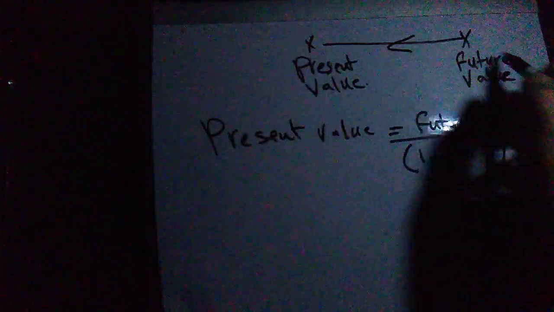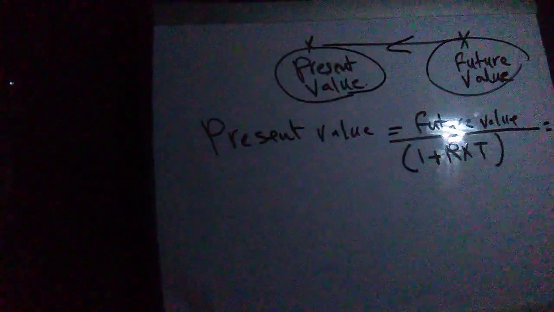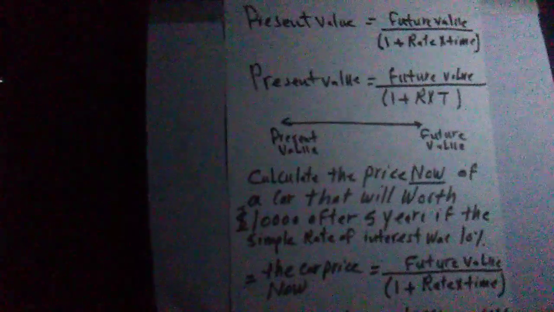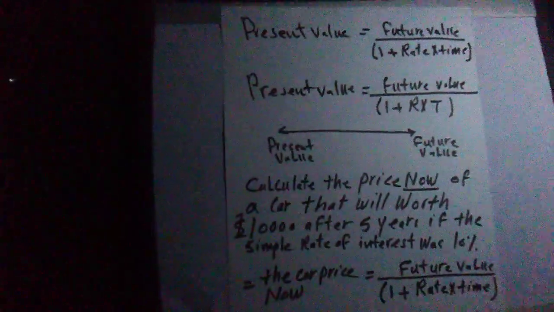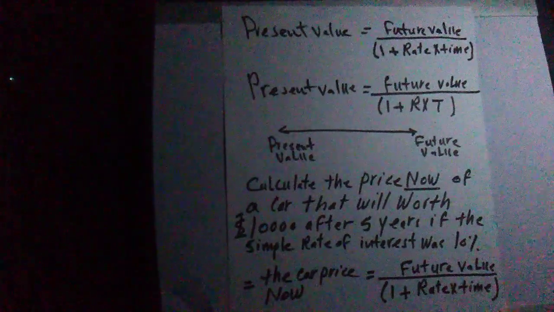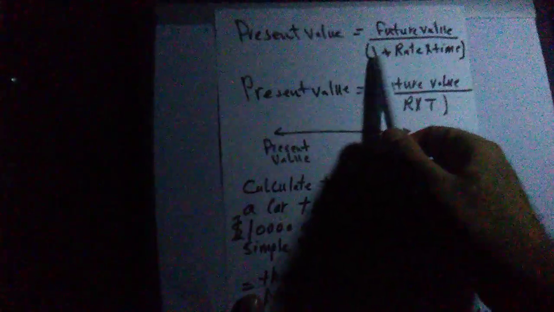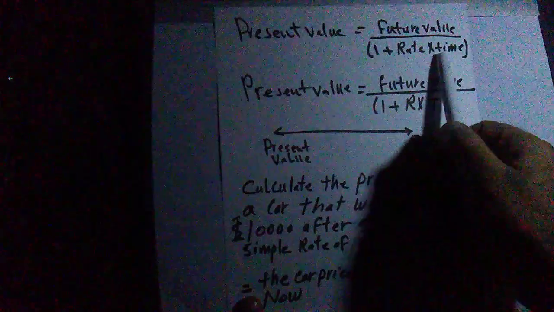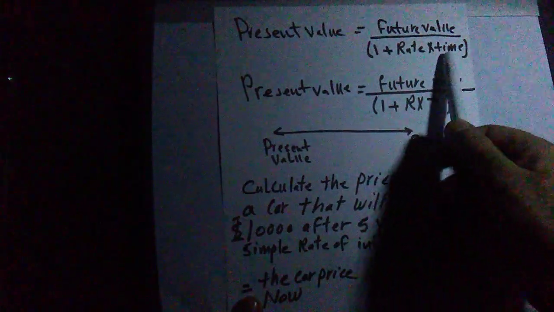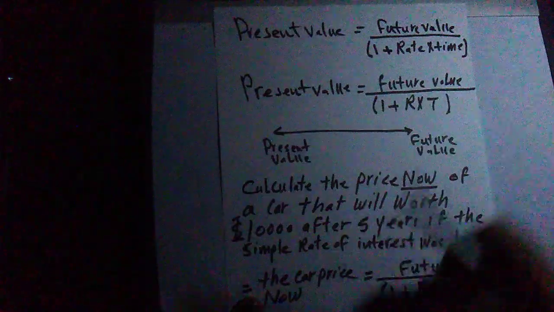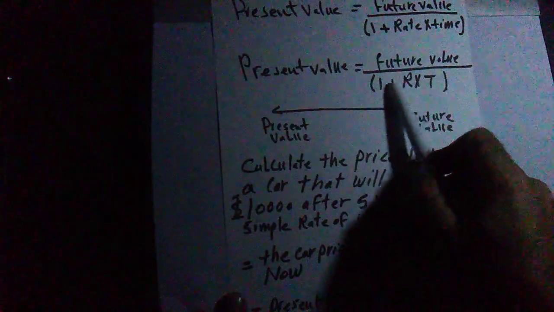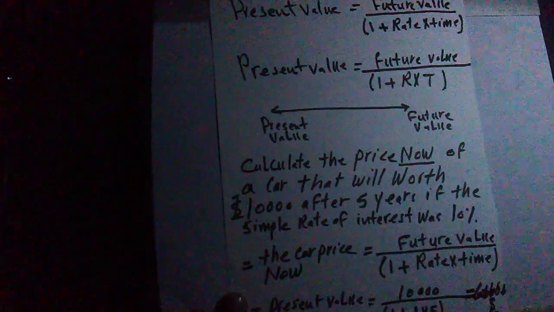You are going backward. You have the future value, but you are moving to get the present value. Okay, we'll work through an example. Again, the present value equals the future value divided by 1 plus the rate, multiplied by the time. The time is also in years, like we said before. So the present value is the future value divided by 1 plus r times t. That's how to understand it.